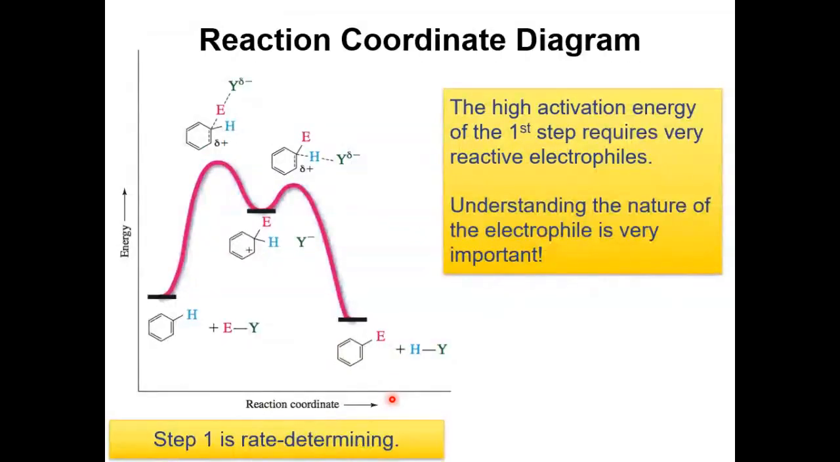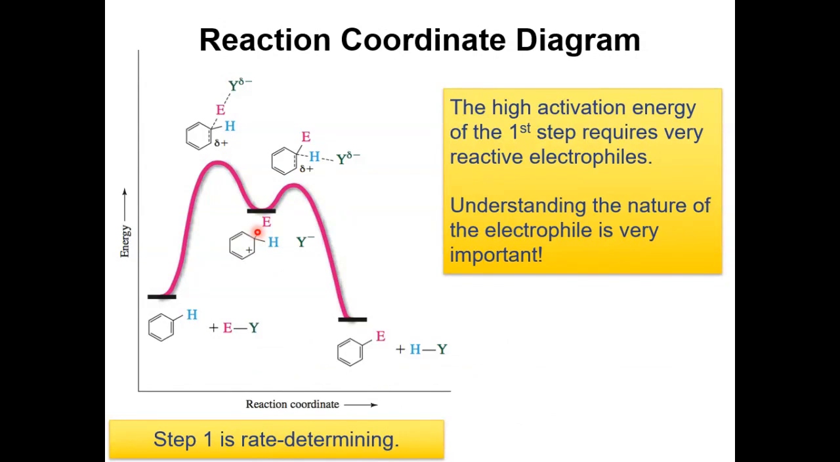If you look at this potential energy diagram, you see that the first step is highly endothermic. So the potential energy of this one will often be dictating the rate of the step.